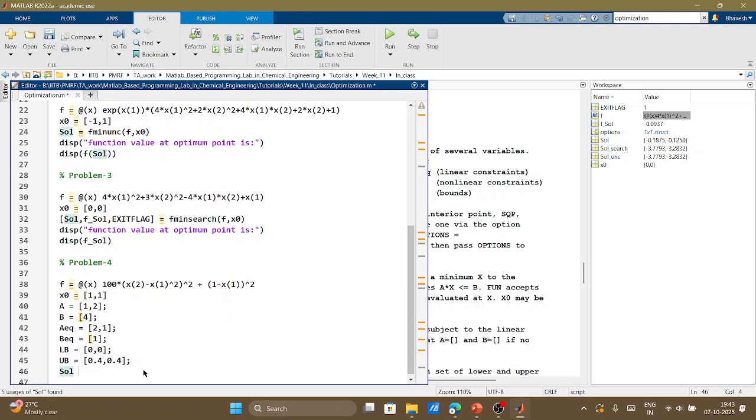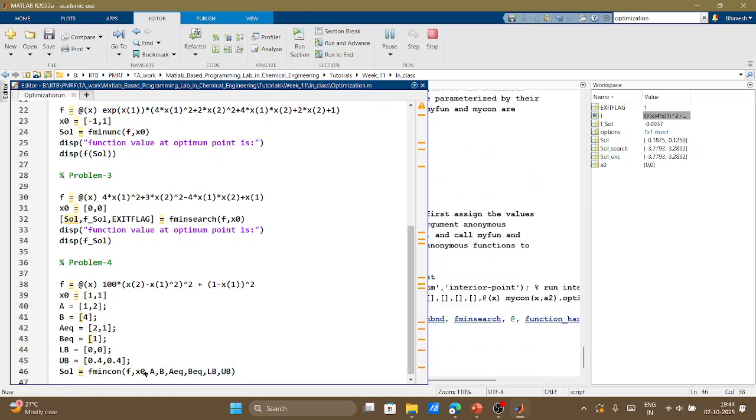Now our solution is equal to fmincon. We have to provide the function value, x0 value, A value, B value, Aeq, Beq value, lower bound, upper bound. Okay. Now let's run this.